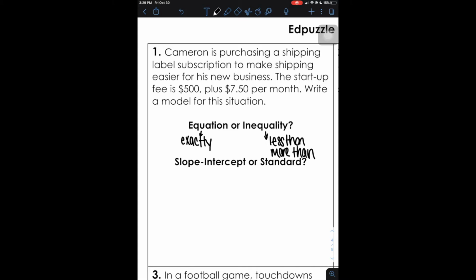So I can go ahead and figure out, is this going to be in slope-intercept form or in standard form? I know slope-intercept form is y equals mx plus b, and standard form is ax plus by is equal to c. And this one has one rate, and this one has two rates. So this is just some background knowledge that I can use. Now I'm going to go back to the problem and try and pull out what's important.